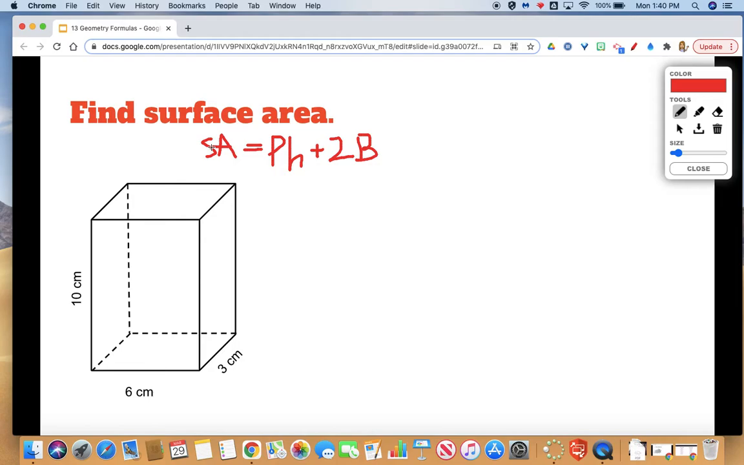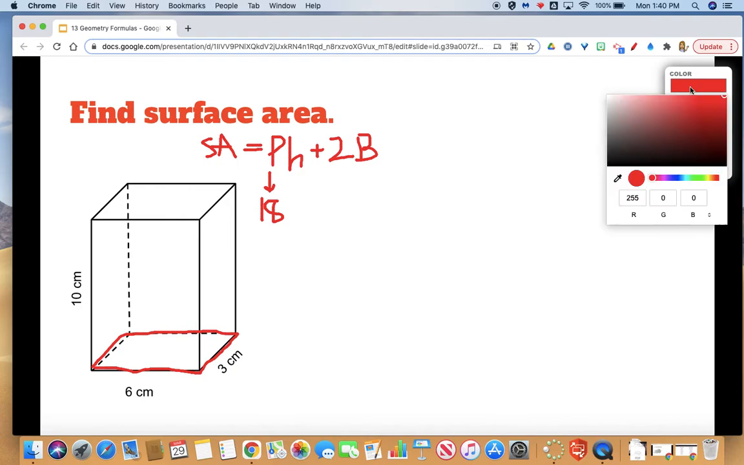All right, so perimeter of the base. Depending on what you picked as the base, and no matter what side you picked, you should get the right answer. Let's say I use this bottom rectangle. So I had 6 plus 3 plus 6 plus 3. So I'm getting 18 as the perimeter.